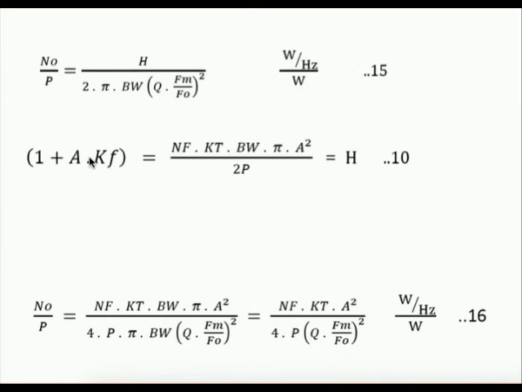Right, we just carry that over to this page, and we've got H here, and we need to put some variables in for H, so we know what H is, and H is 1 plus AKF, which is this. So we put that into the equation, and that gives us this, which simplifies to this.